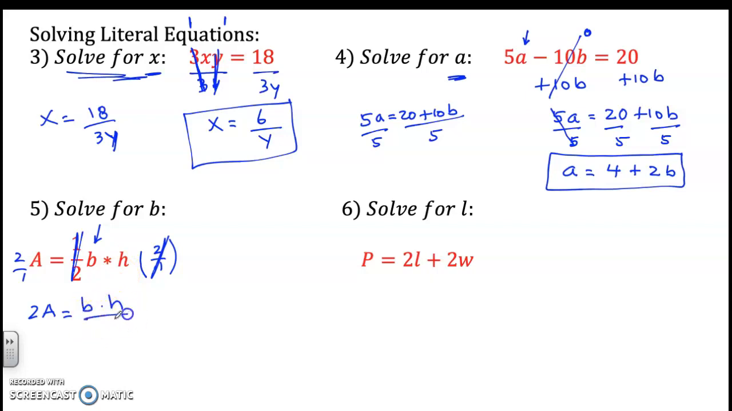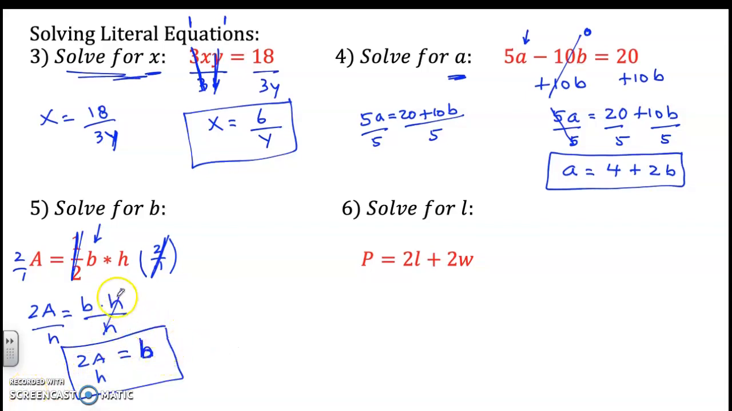This h is multiplying, therefore the opposite is division. It's multiplying, so I divide by h. That's gonna cancel, and I'm gonna have a b on the right side. And the other side I have 2 times a divided by h. And now the b is by itself. Okay? If you're not sure about the reciprocal, please check one-step equations, a video, and the two-step equations before you get into this one.